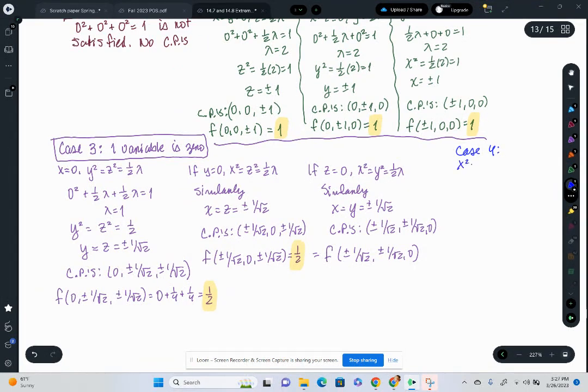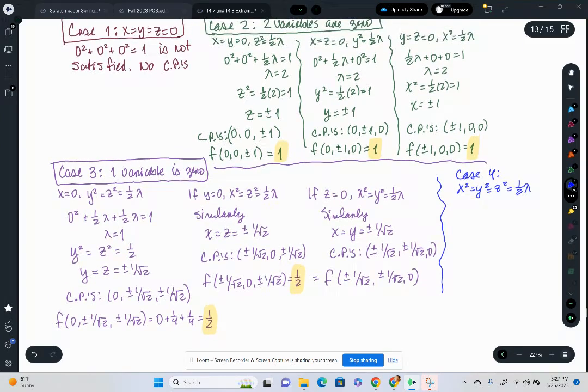We have x squared equals y squared equals z squared equals 1/2 lambda. So we're just going to plug those all into equation 4. We have 1/2 lambda plus 1/2 lambda plus 1/2 lambda equals 1. This is 3/2 lambda is 1. So lambda equals 2/3, which means x squared equals y squared equals z squared is equal to 1/2 times 2/3, which is 1/3. That means x equals y equals z, which is plus or minus 1 over the square root of 3.